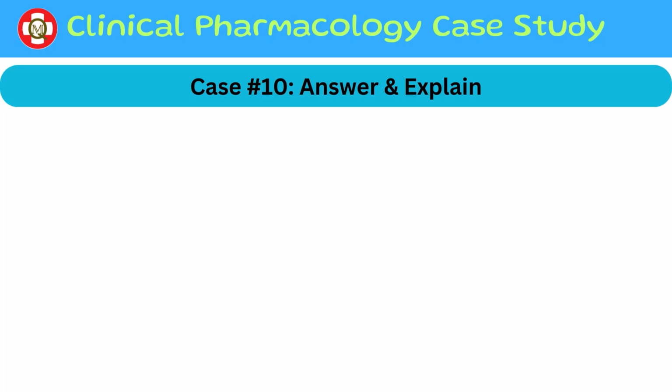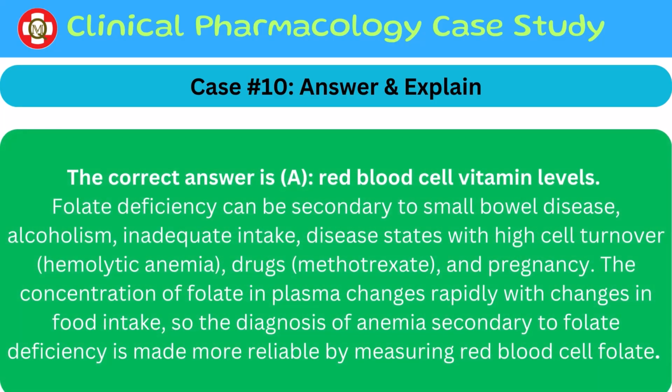The correct answer is A. Red blood cell vitamin levels. Folate deficiency can be secondary to small bowel disease, alcoholism, inadequate intake, disease states with high cell turnover, hemolytic anemia, drugs, methotrexate, and pregnancy. The concentration of folate in plasma changes rapidly with changes in food intake, so the diagnosis of anemia secondary to folate deficiency is made more reliable by measuring red blood cell folate.